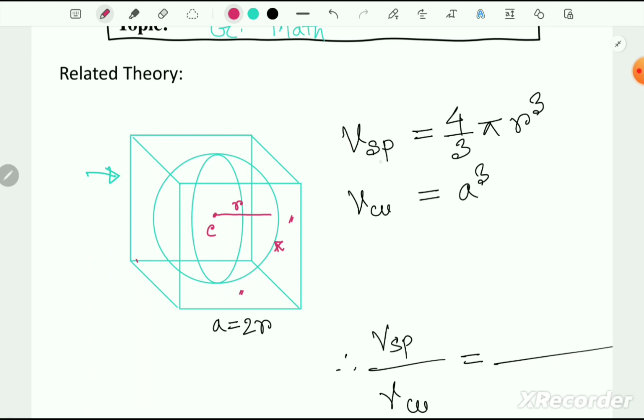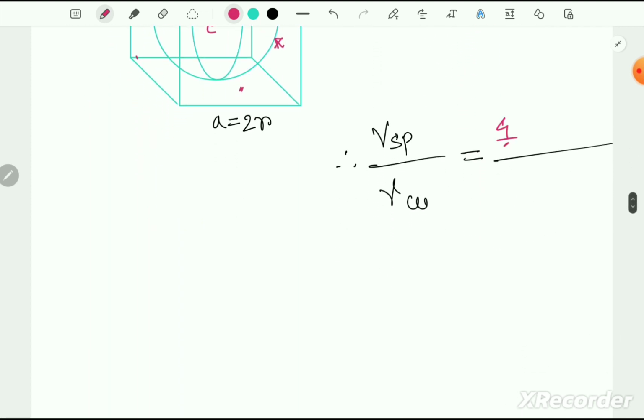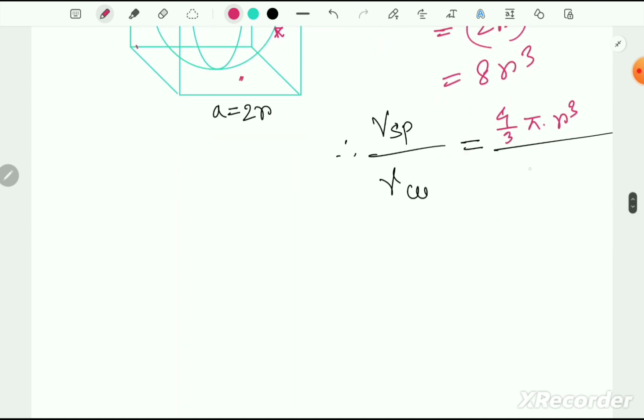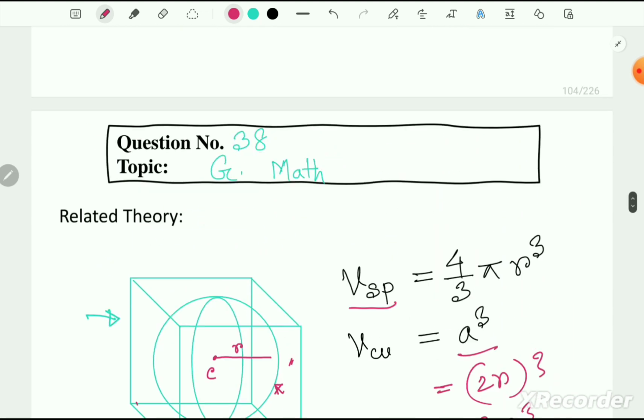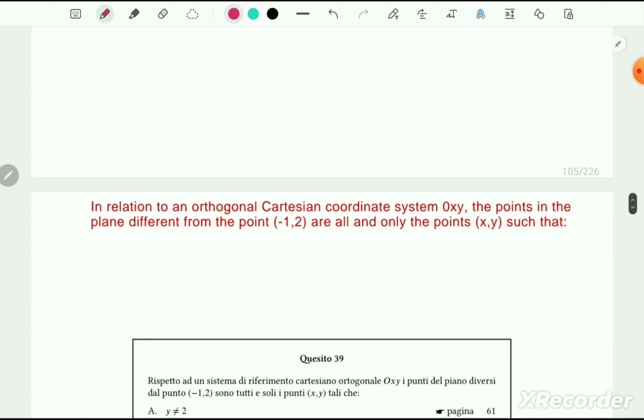We already know that the volume of a sphere is 4/3 pi r cubed, and the volume of a cube is a cubed. So we can write 4/3 pi r cubed over (2r) cubed, which gives us 8r cubed. R cubed we can cancel out. 4 goes 2 times into 8, then it becomes pi/6. This is our answer, option B. Now we will move to our next problem.